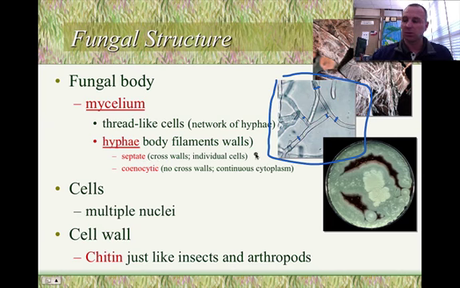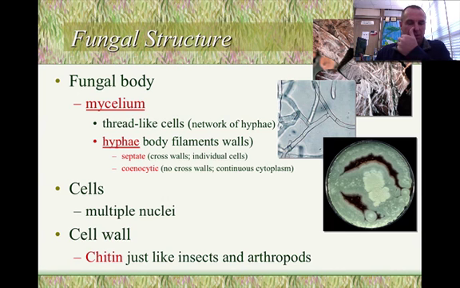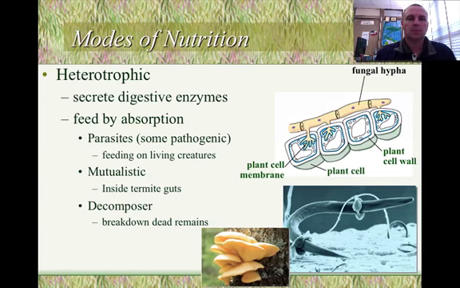Now, they can also have it where they don't have any separation. It's like one great big cell, and that is called coenocytic, which means it has a continuous cytoplasm. So they don't have these little cross walls or pores. Cells have multinuclei. They have more than one nucleus in their cells, and their cell wall, once again, is made of chitin, which is similar to what insects and some arthropods, maybe a crab, for example, would have in their cell walls.